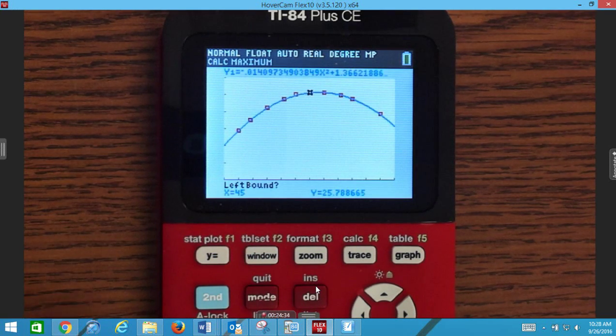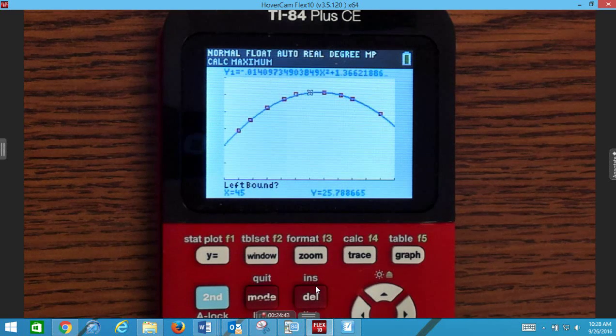Now, this is where you need to listen, because I'm going to lose you if you're not paying attention and doing this with me. It says left bound. That means we're going to make a boundary on the left and the right. A left and right boundary that is telling the calculator, look between these lines. So you need to go to the left side of the maximum point.